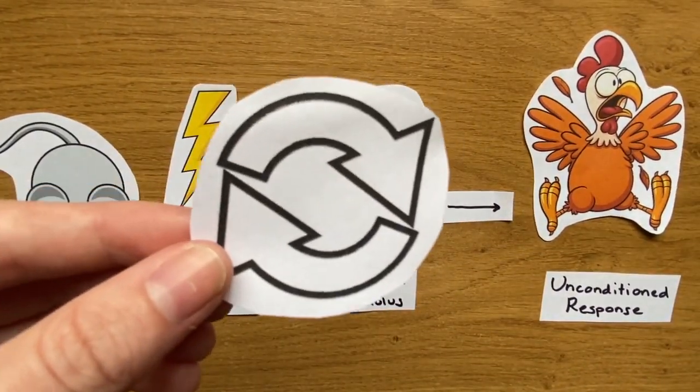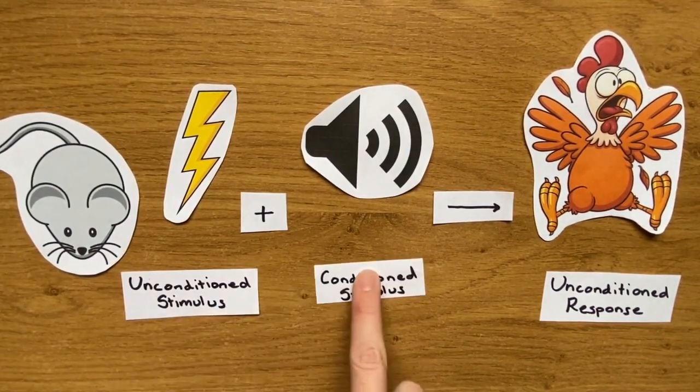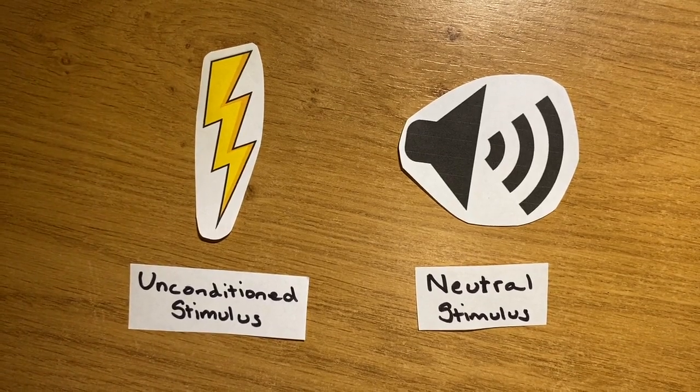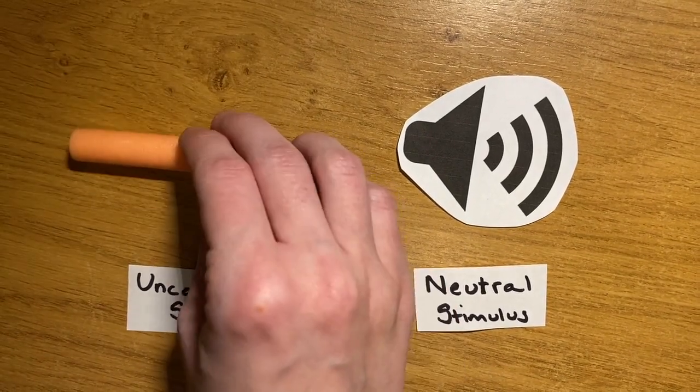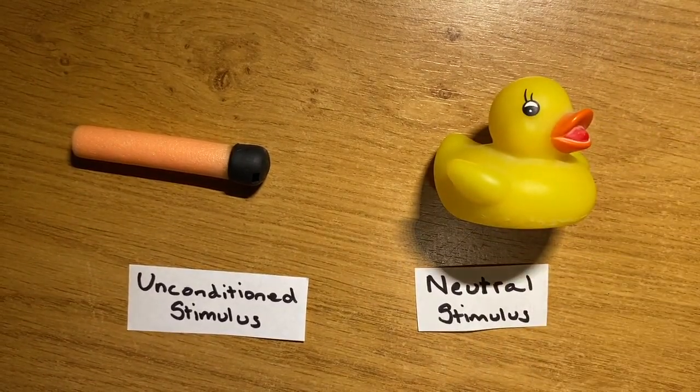Over time, the repetition of this pairing will result in the rat producing a fearful response to the now conditioned tone alone, resulting in a conditioned response. However, can this be applied to humans? Let's find out using our unsuspecting subject, replacing the shock with being shot and the tone with quacking to classically condition the fear of ducks.